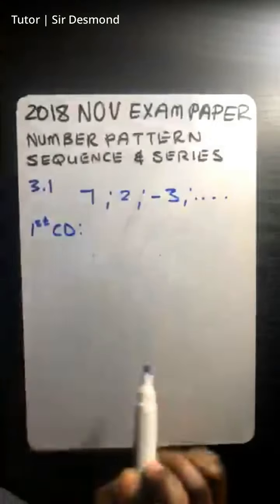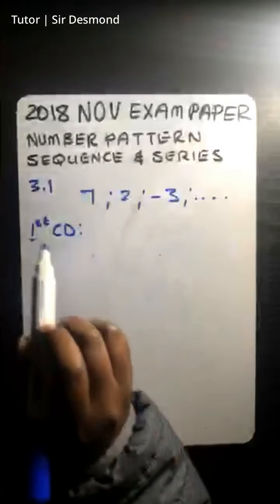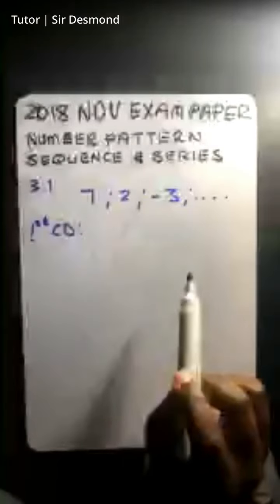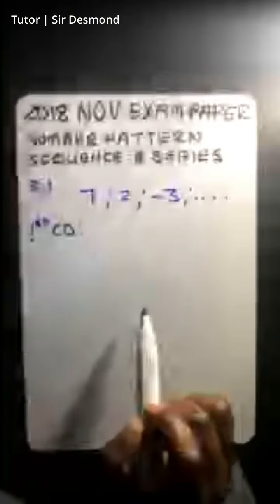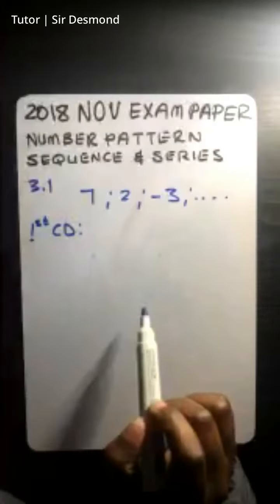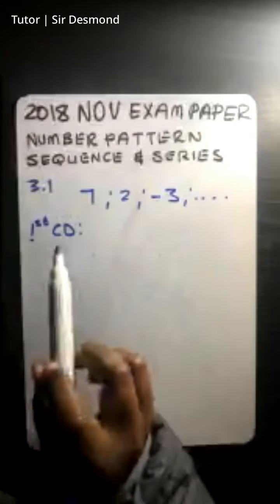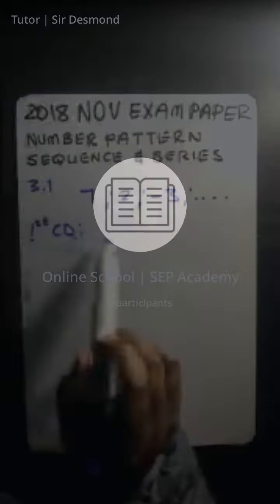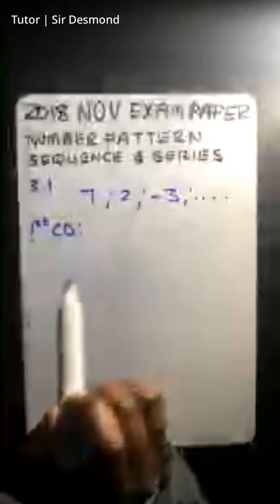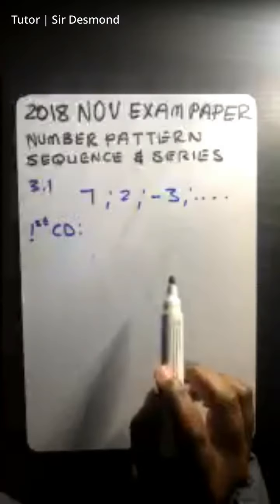What is CD, ladies and gentlemen? C for common, D for difference, and the first is to specify that when you are dealing with an arithmetic sequence, that's when you have the first common difference. But if it was a quadratic number pattern, we were going to have the first D, then the second CD. So when you have just D, it's the first difference, but when you have the second CD, it means it's quadratic. Then you're dealing with the second common difference. Common meaning the same number of that difference.